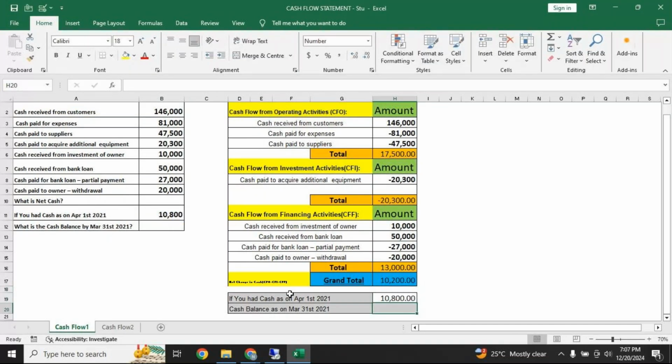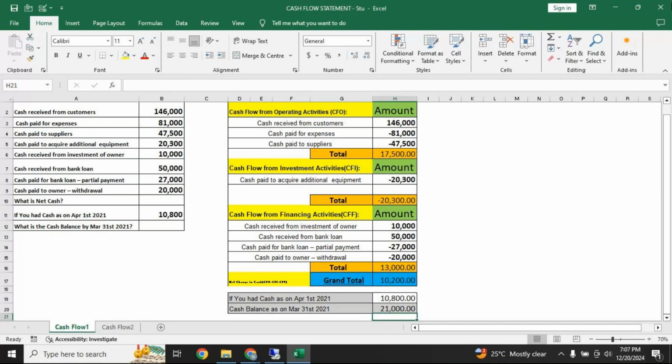Now the cash balance in March, at the financial year end. The grand total, that is CFO plus CFI plus CFF, is the net change in the cash. Plus the cash in the beginning, this will be the cash balance on 31st March, after all the expenses, everything, the amount that I have.